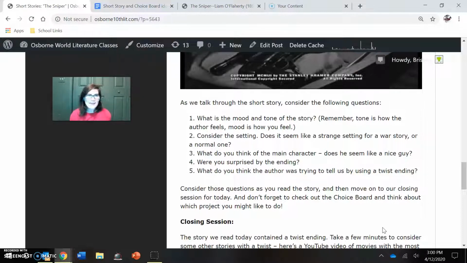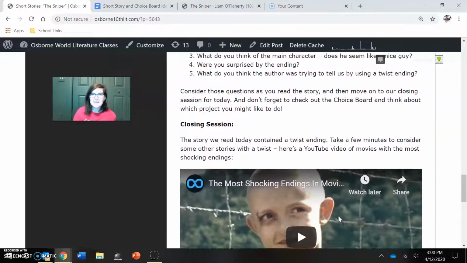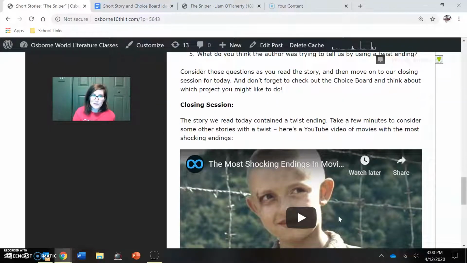What do you think of the main character? Does he seem like a nice guy? Are you surprised at the ending? And then what do you think the author was trying to tell us with the twist ending? Consider the questions as you read the story, and then we're going to move on to our closing session for today. And again, don't forget to go look at that choice board. If you really loved this short story, this could be the story that you choose to do your project over from the choice board. So don't forget to check that out.